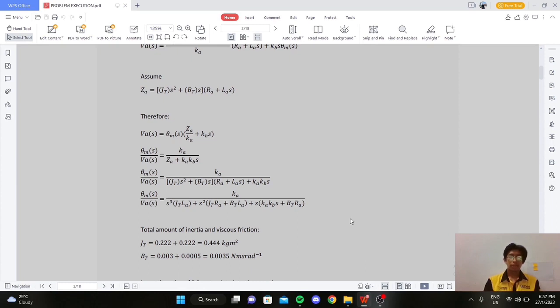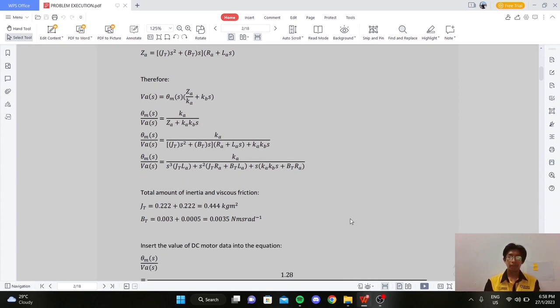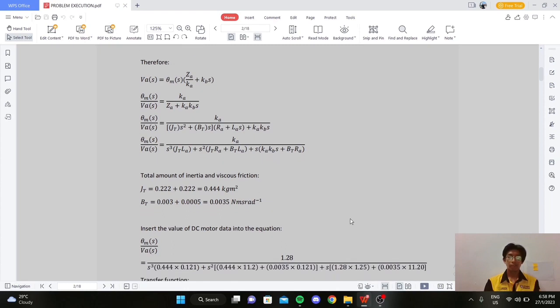So theta MS over VAS equal to KA over JT S squared plus BTS times RA plus LAS plus KAKBS. And lastly, theta MS over VAS equal to KA over S cubed times JT LA plus S squared times JT RA plus BT LA plus S times KAKB plus BT RA. The total inertia and damping expressions are JT equal to 0.222 plus 0.222, so we get 0.444 kilogram per meter squared. The value of BT is 0.003 plus 0.0005, so we get a total of 0.0035 Newton meter second per rad.